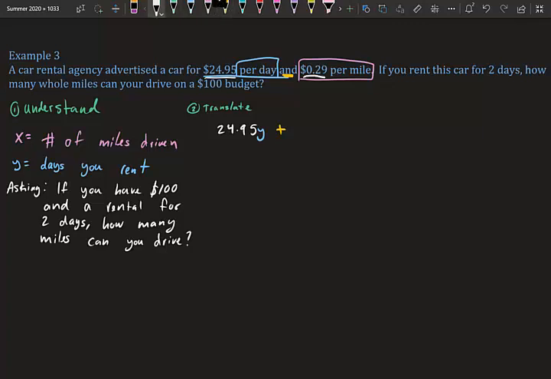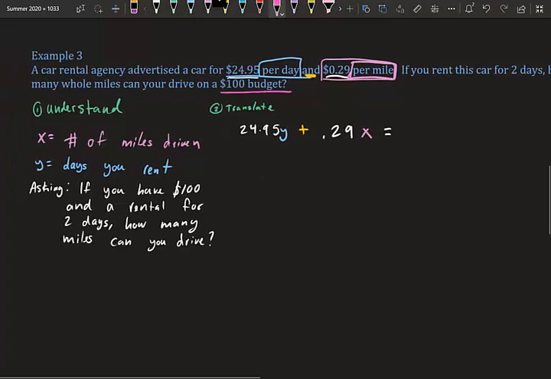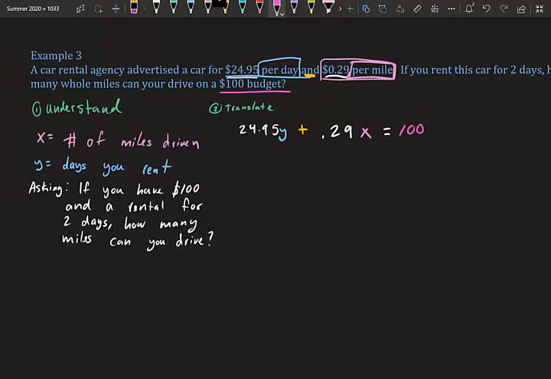$0.29, so that's just 29 cents per mile. Doesn't the per mile represent x? So 0.29x. And that equals, so isn't that the cost? Once you put that together, how many days you have it and how much you drive, isn't that the total of the cost? So how much money do we have to work with? We have $100 to work with. So it equals $100.